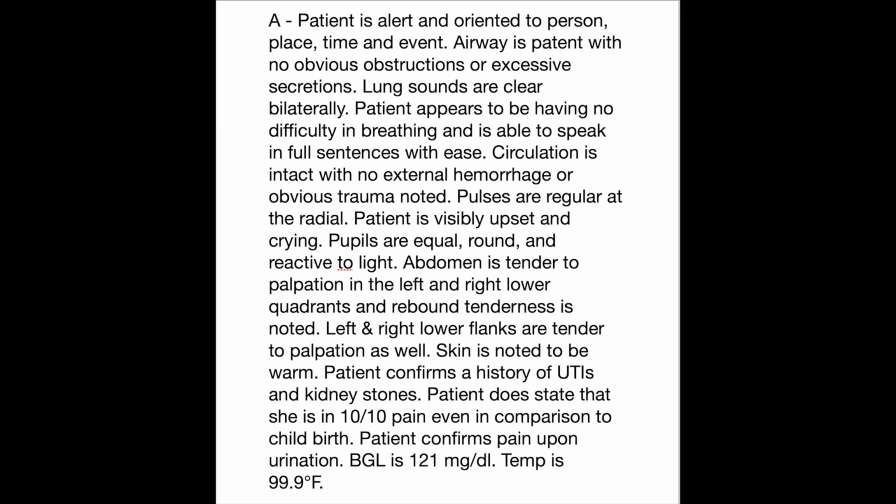So the patient does confirm pain upon urination, and I do go ahead and note her blood glucose level being 121 and her temperature being 99.9 degrees Fahrenheit. And that's pretty much it for my assessment section. You can add on to this, you can subtract from this, but I feel like you've gotten a pretty good idea of what all I've assessed.